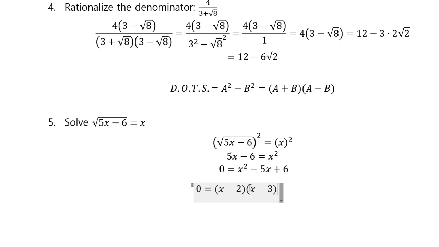And for the solutions, you have to set each one of them equal to 0. So first, if x minus 2 is equal to 0, then adding 2 to both sides gives you x equals 2. And second, if x minus 3 is 0, that means x would be 3 by adding 3.